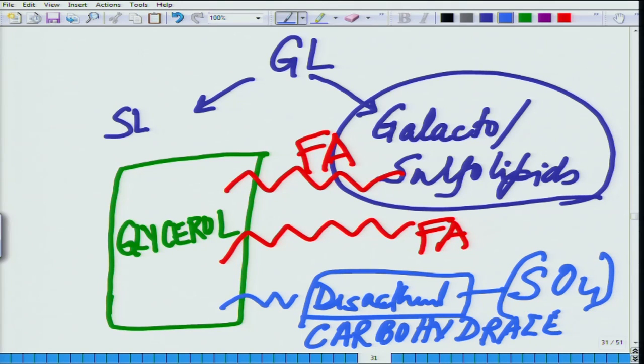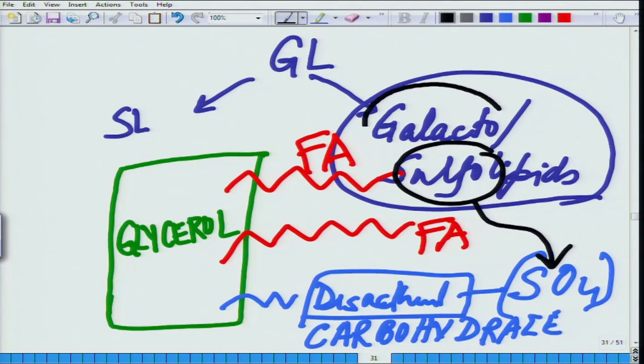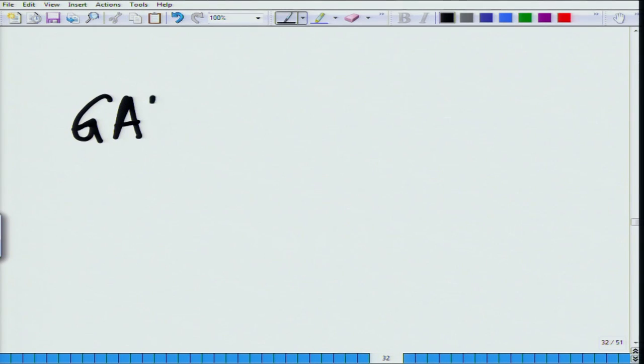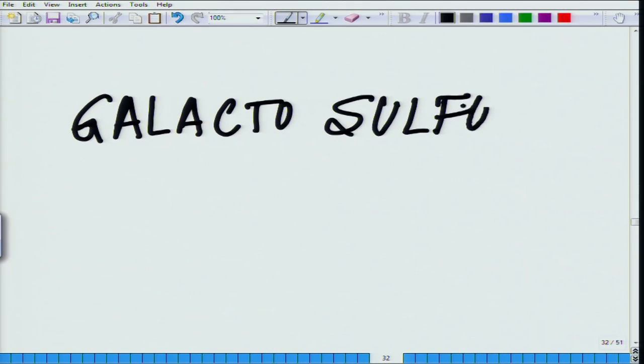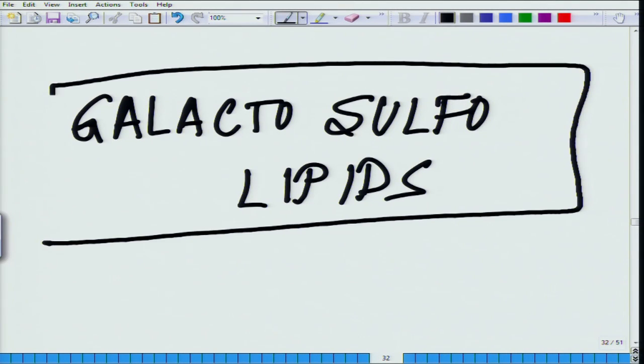So, because of this, here is the sulfo group, here is the galacto group, or mostly the disaccharide, because galactose, which is a disaccharide, so you have the disaccharide here. That is why it got the name galactosulfolipids. So, this is the broad classification of the lipids, which is exceptionally essential for you people to understand.